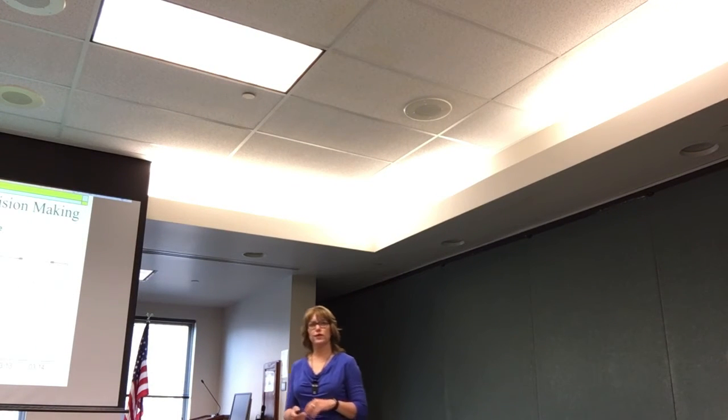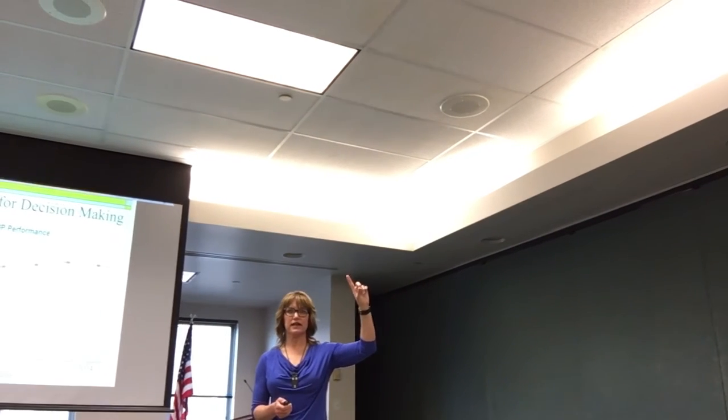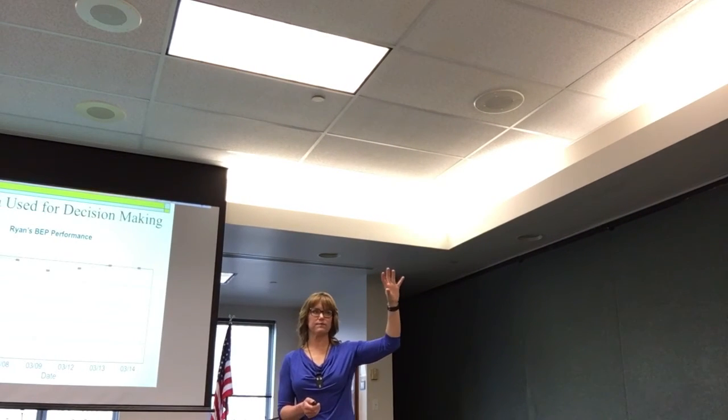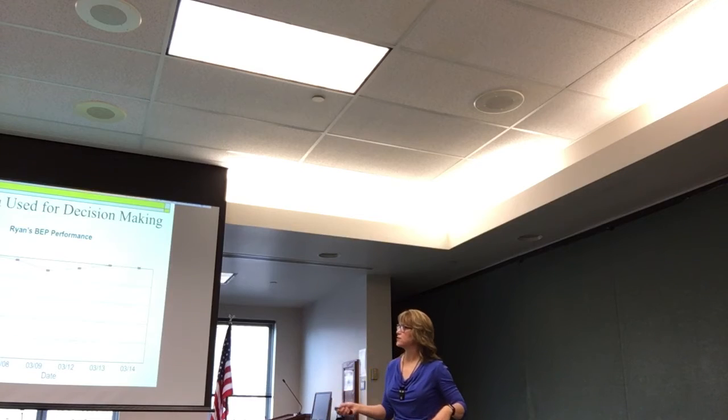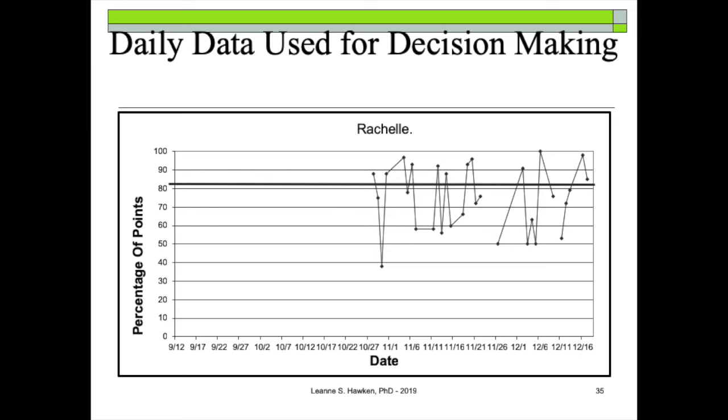So the goal in your team meetings, once you've decided whether the system is working with 70% of your kids, is to say which kids maybe need additional reinforcement. How's Ryan doing if 80% of points is the goal? How's Ryan doing, everybody? He's doing well. How is Rochelle doing?